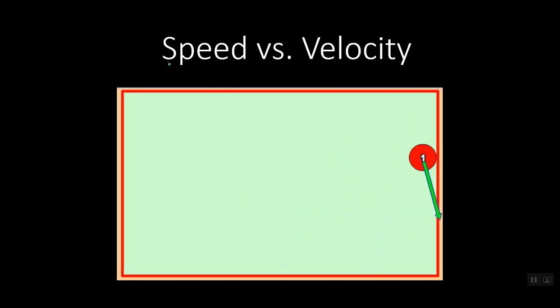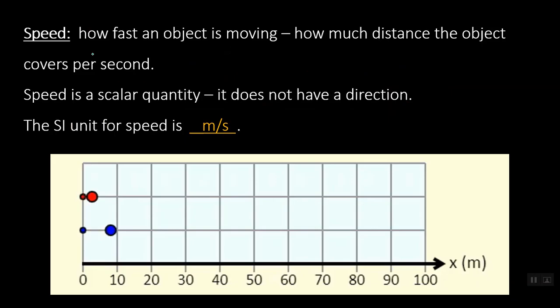Hello class. In this video we are going to discuss in detail the terms speed and velocity and talk about the similarities and differences between the two. Speed is a term that describes how fast an object is moving. Essentially, it just tells you how much distance the object is going to cover in each second.